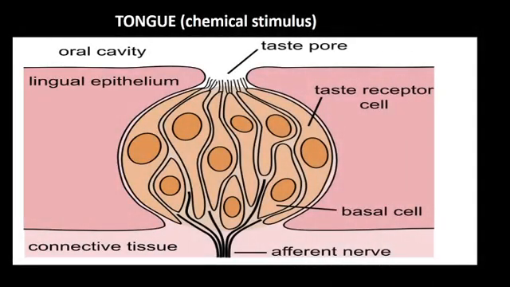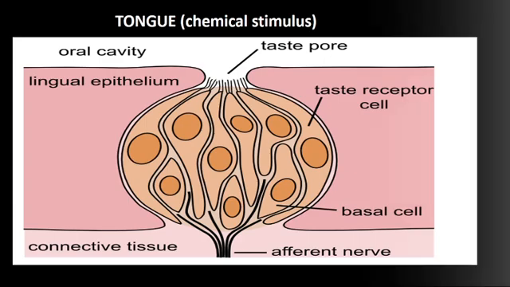Please, for WAEC students, learn how to draw this taste bud, because it's one of those questions they can ask you. For UTME students, please identify and know the different parts of this particular taste bud. They can ask you to identify the parts. This is the end of everything about sense organs.